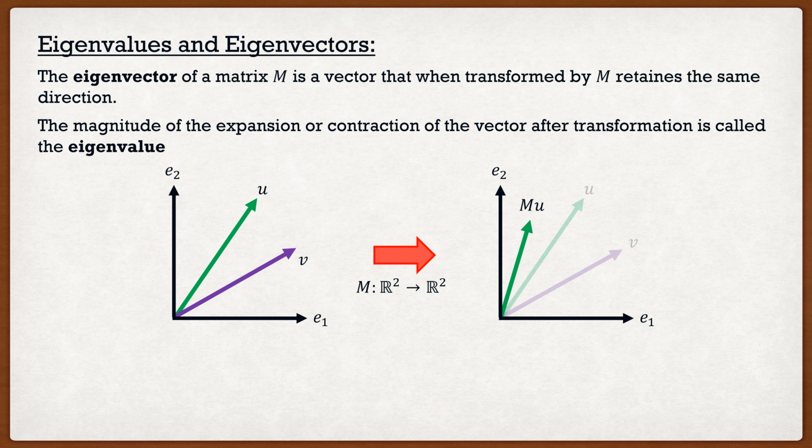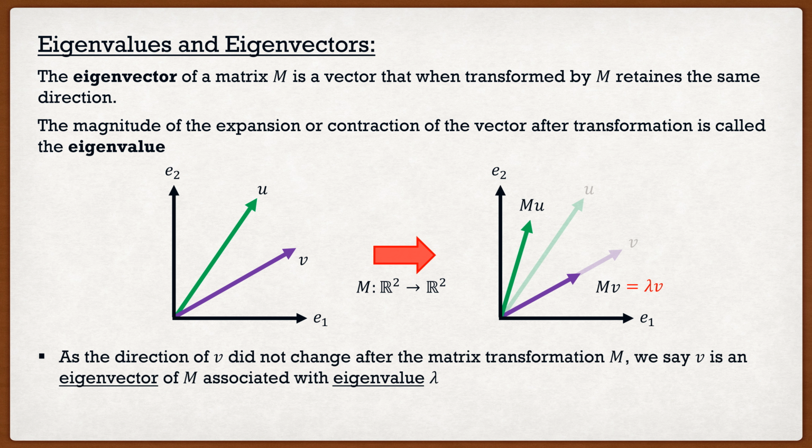So let's say that I take my vector v and transform it by M. As I can see, it does change magnitude, so it either expands or contracts, but it maintains the same direction. This is going to be the most important thing, because if we look at Mv, it's actually equal to just some scalar lambda multiplied by v, because it maintains that same direction. It just expands or contracts by a magnitude of lambda. So if this is the case, as the direction of v did not change after the matrix transformation M, we say that v is actually an eigenvector of M associated with an eigenvalue lambda.